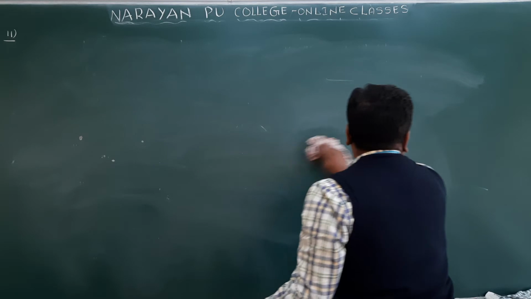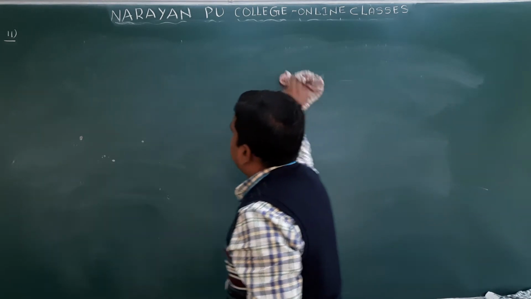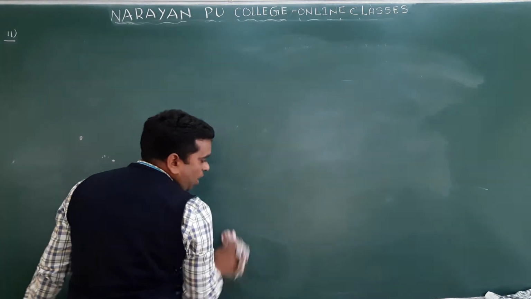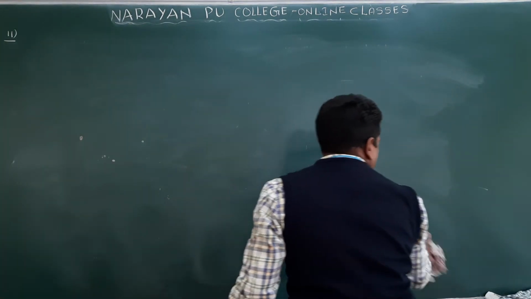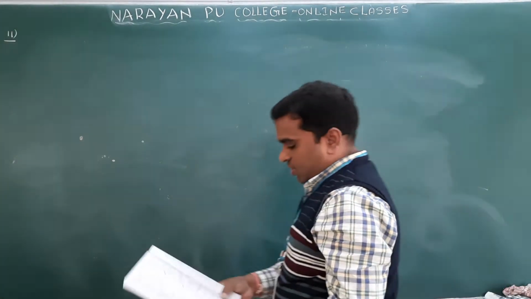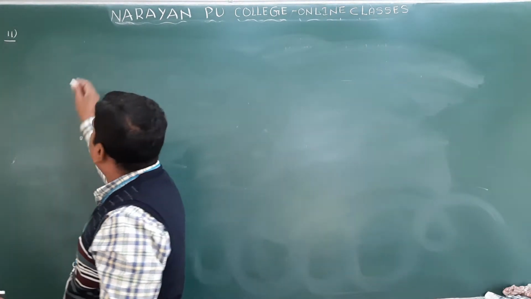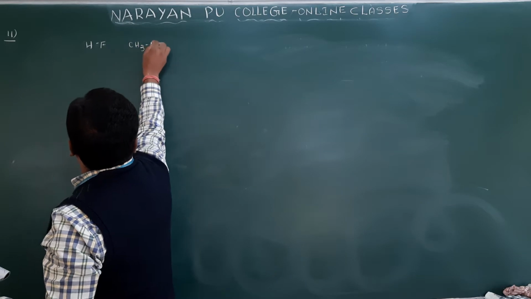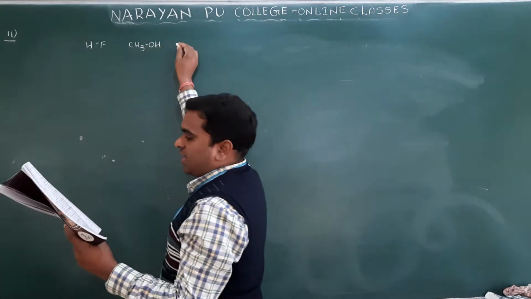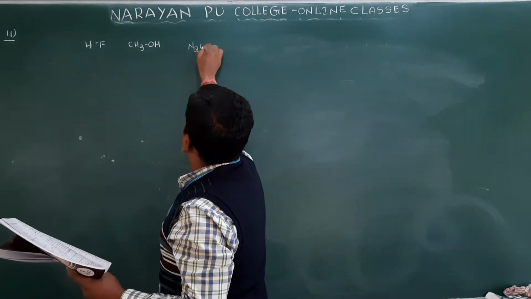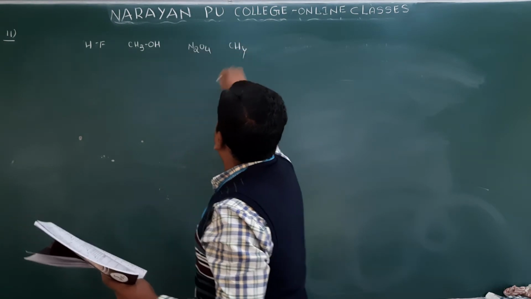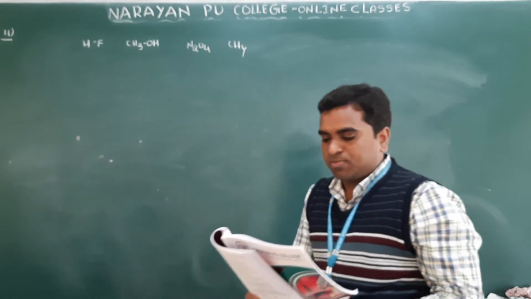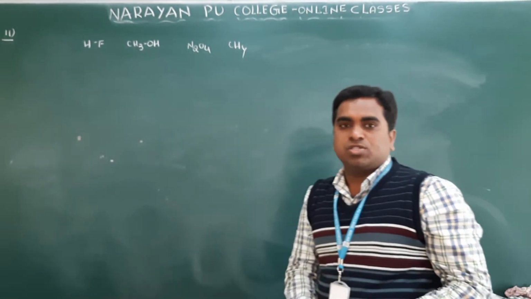The molecule should have one hydrogen which is attached to a highly electronegative atom, and there should be another highly electronegative atom. So that is the concept. Clear? Now they have given HF and CH3OH, and the next one is N2O4 and CH4. Which of these molecules exhibits significant intermolecular hydrogen bonding?